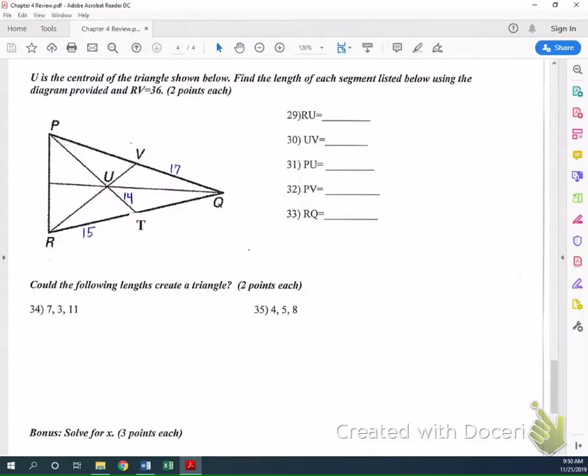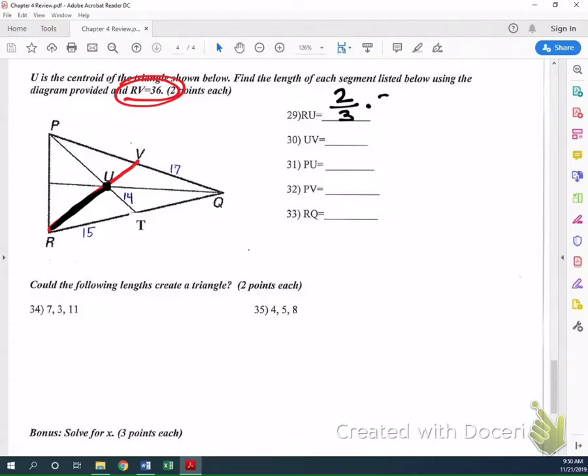So somehow in the copy process, I forgot to write in these labels. So RT, you need to label as 15 units. UT, label as 14 units. VQ, label as 17. And then you got to know that RV is 36. All right. RV is this whole thing, right? The whole median. U is the centroid. I am asked to find RU. Is that the longer segment or the shorter segment? Longer. That's the longer one. Do you remember the magical fraction? No.